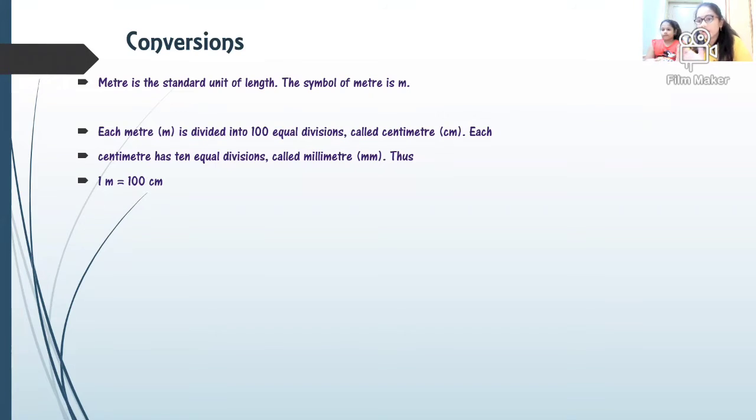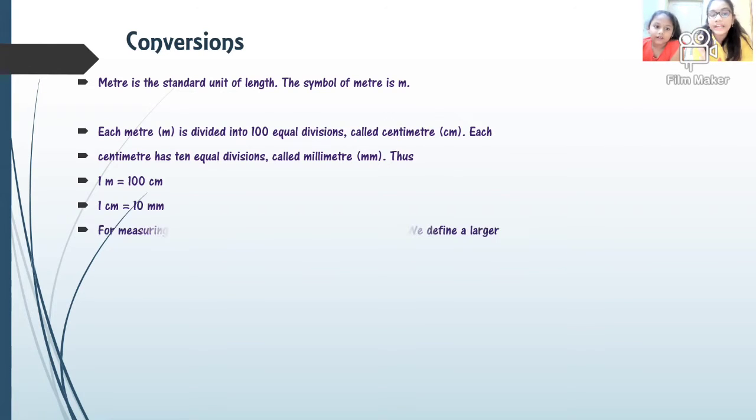Now 100 centimeters equal 1 meter. These centimeters have 10 equal divisions. You can see between each centimeter, like centimeter 10 to centimeter 11, in the middle you have 10 small lines, which are called millimeters. These are 10 equal divisions, not 100. So guys, 1 meter equals 100 centimeters, and 1 centimeter equals 10 millimeters.